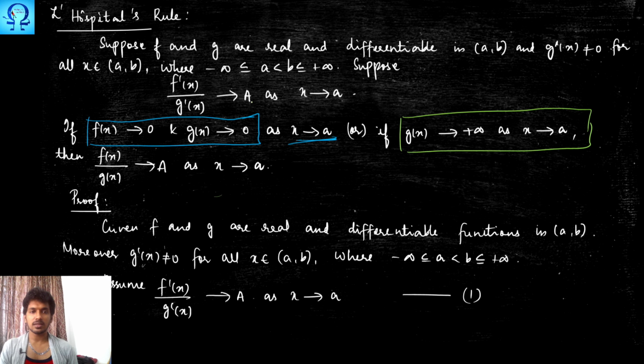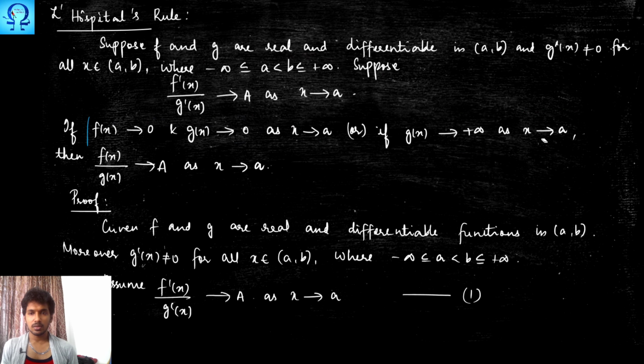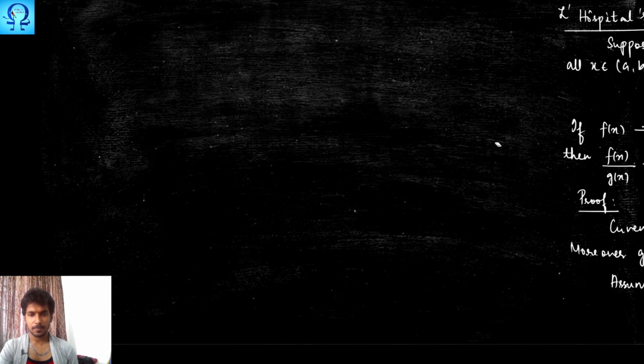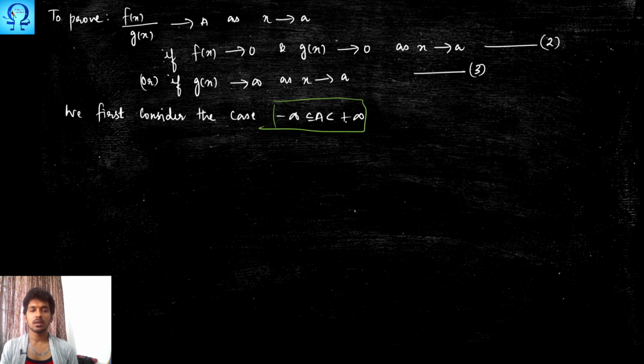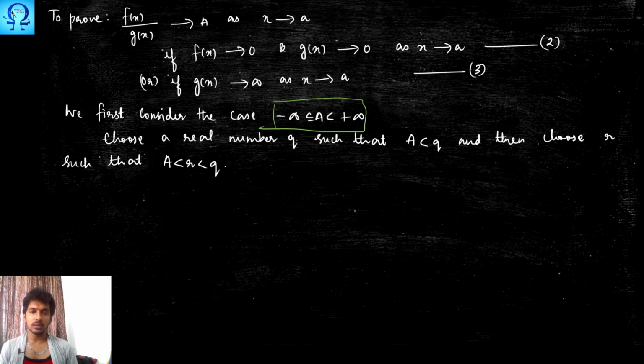Here, the basic assumption we take as equation 1. With that, what should we prove? We will have to prove these things. Let us go step by step. First, let us consider the case when this limit A is in this way. It can be minus infinity but never plus infinity.